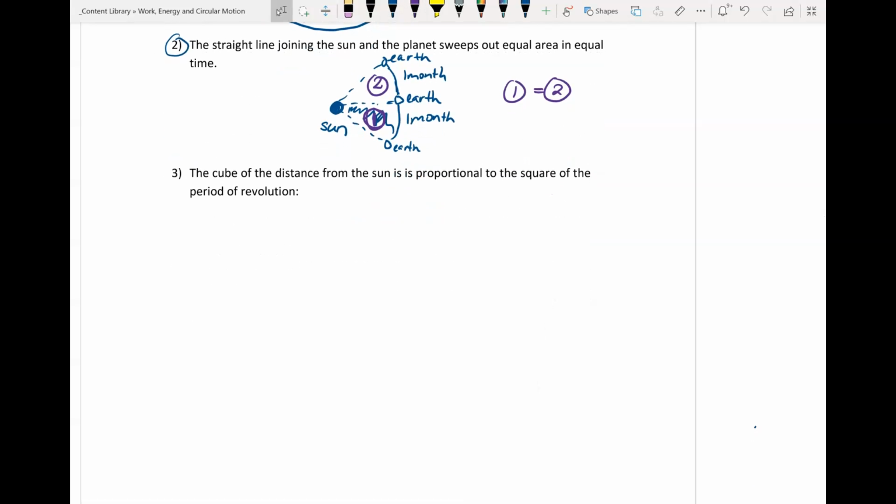Okay, the third part of the law states the cube of the distance from the sun is proportional to the square of the period of revolution. So our distance from the sun, we're going to say that's r for radius. And it says the cube of that distance is proportional to the square of the period of revolution. I'm going to say that's T for period of revolution, because that's the time it would take a planet to go around the sun. This is called K for Kepler's constant.